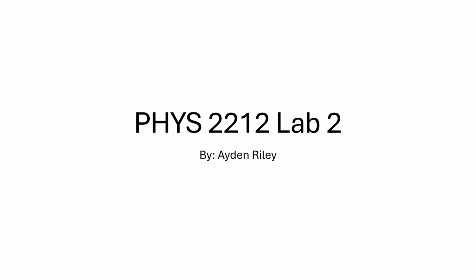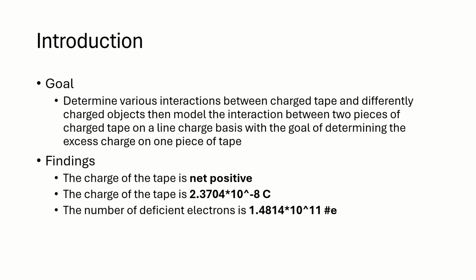Hi, my name is Aiden Riley, and this is my Physics 2212 lab report on Lab 2. So the goal was to determine various interactions between a piece of charged tape and differently charged objects, then model the interaction between the two pieces of charged tape on a line charge basis with the goal of determining the excess charge on one piece of tape, and also the number of deficient electrons.